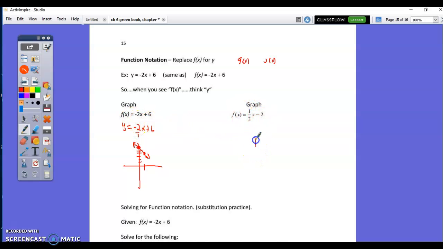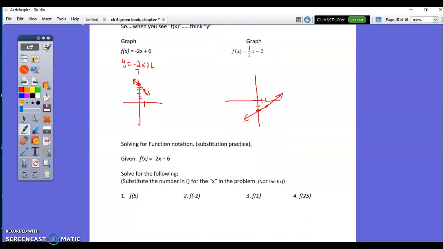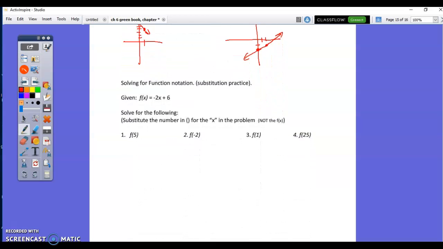Same thing over here. If we're going to graph this, we start at negative 2. That's our y-intercept. Put a dot there, and from that point, up 1 to the right 2. So up 1 to the right 2, put another dot, draw your line through. So don't be confused when you see that. It basically means y.